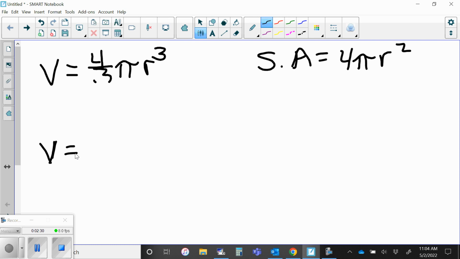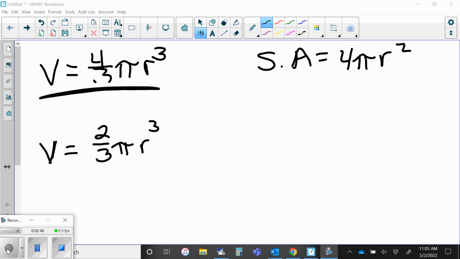And that formula is 2/3 pi r cubed. What are you really doing to the formula that's up here? Yeah, you're just dividing it by 2. So these are the 3 formulas we are going to use today.